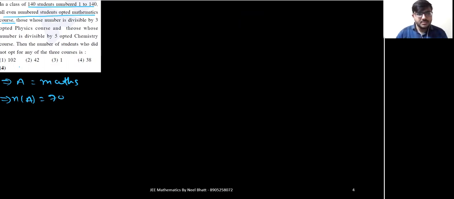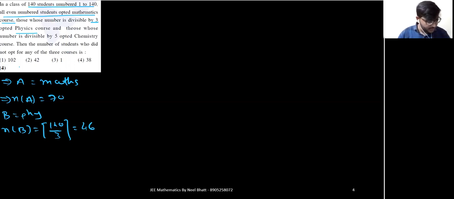Those whose number is divisible by 3 opted for physics. So let's say B is for physics. So we can say that 140 divided by 3, integer part of, so it's near about 46 approx. Right, 46 students are there for the physics, right, we can say.